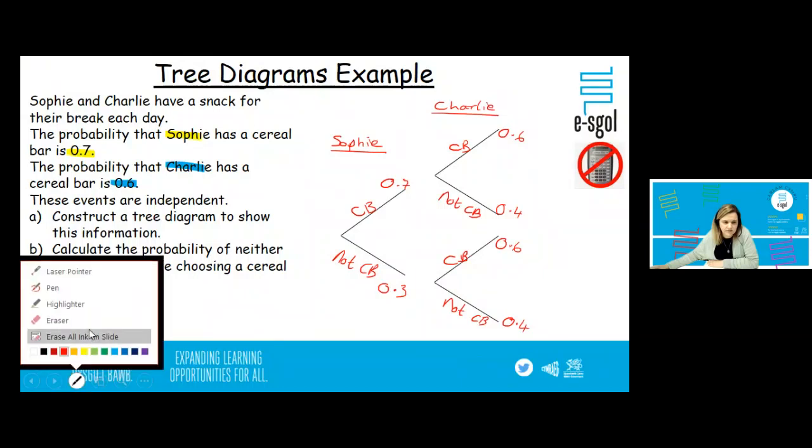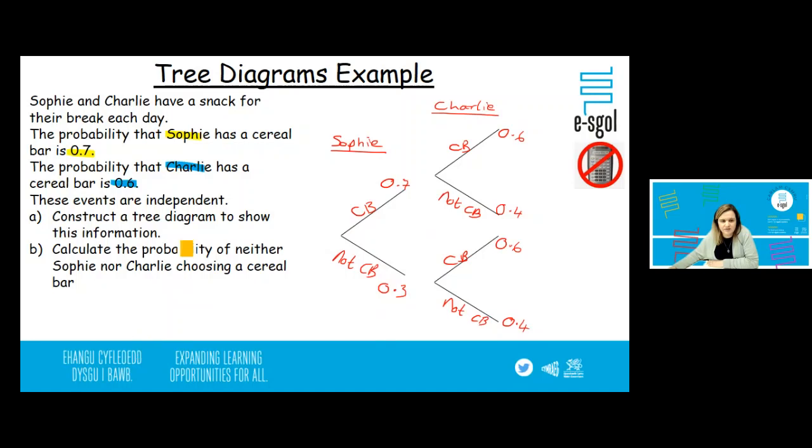Sorry, it's the wrong thing there. Highlighter I need. Okay, so that means that Sophie and Charlie do not choose them. So this is like travelling and following a path that we need. If I'm on Sophie's section, she has not chosen a cereal bar, so that would be following this branch here. Now from that branch, I cannot jump up to the top. It has to now continue on a path.